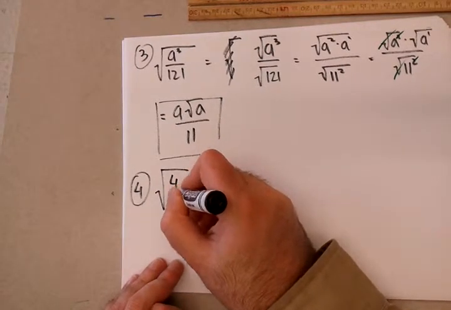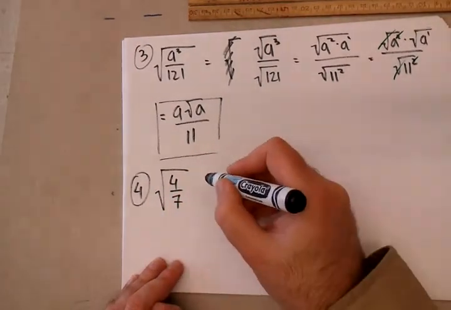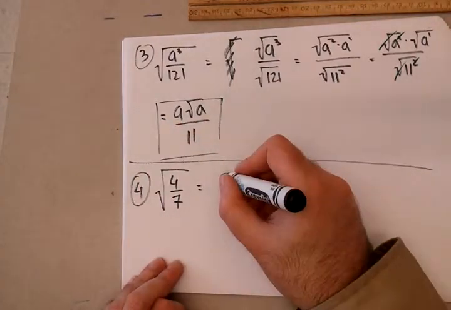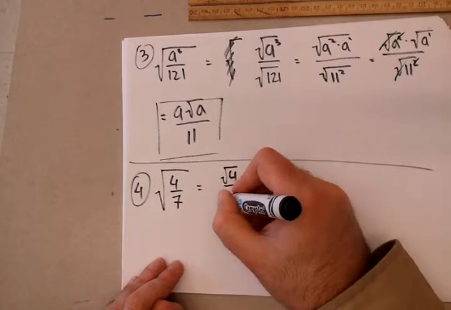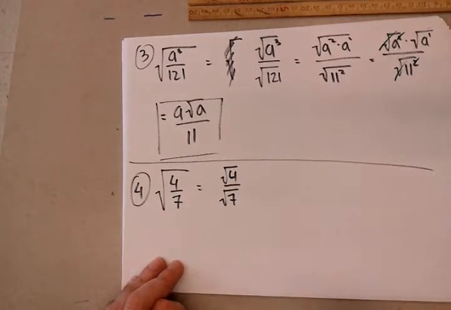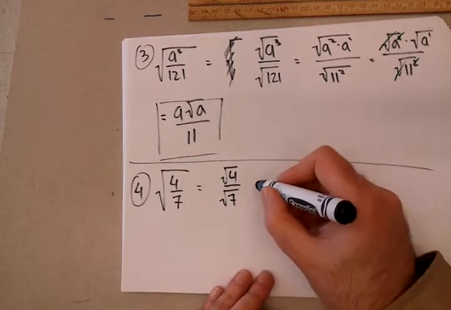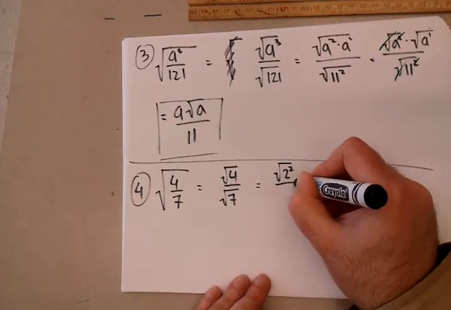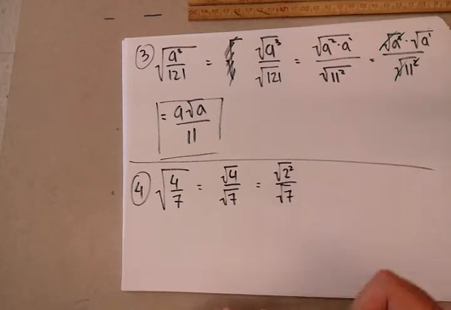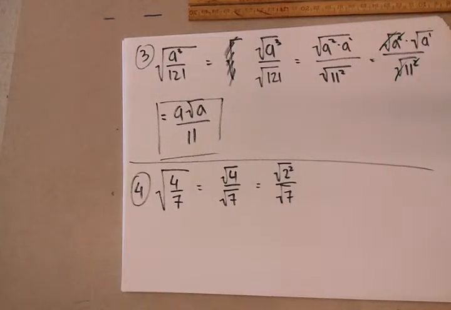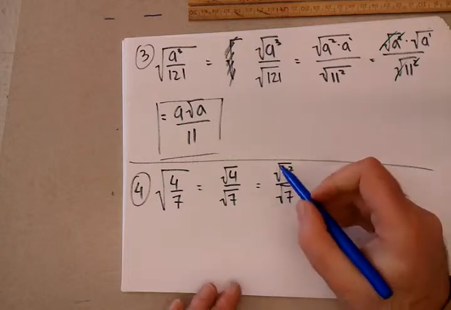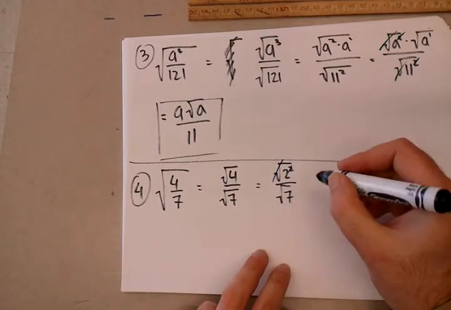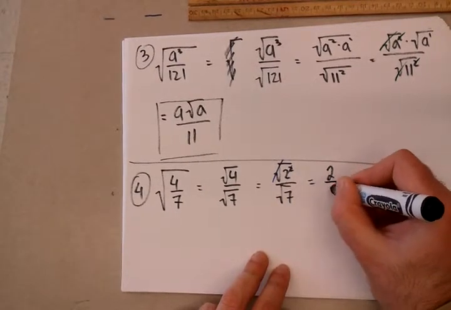Again, you have a fraction underneath the root, this time 4 over 7. And again, you're going to break it up into root 4 and root 7. The 4 is easy because that is essentially a 2 squared, and we can cancel out the power of 2 and the square root, which gives us 2 over root 7.